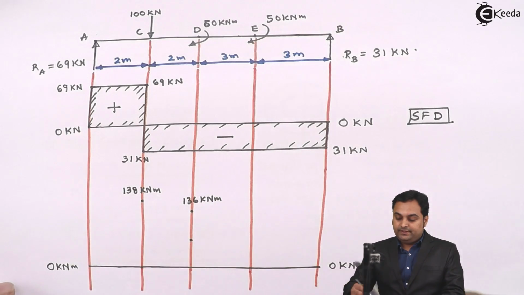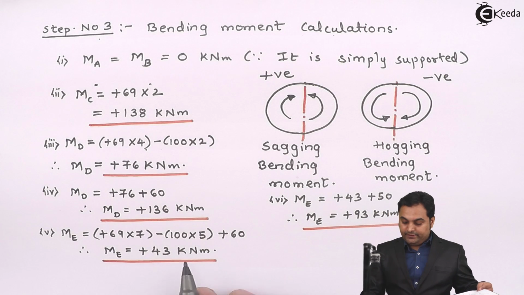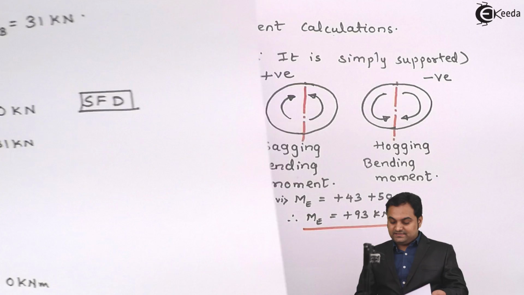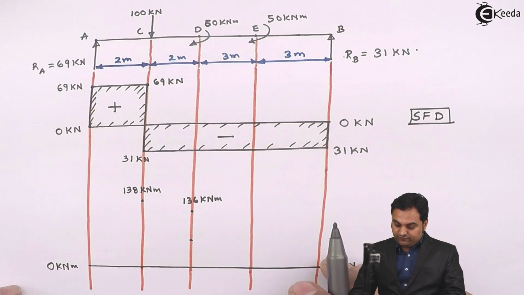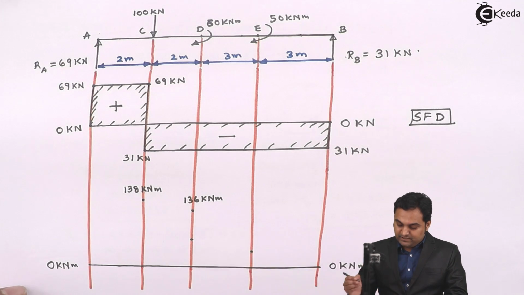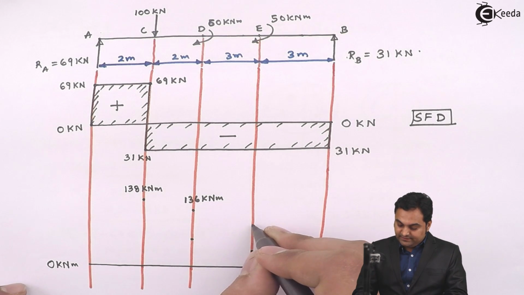kilonewton meter. Next, at point E, again there are two values. First, plus 43, then plus 93. So plus 43. I'll show it here. Then plus 93.